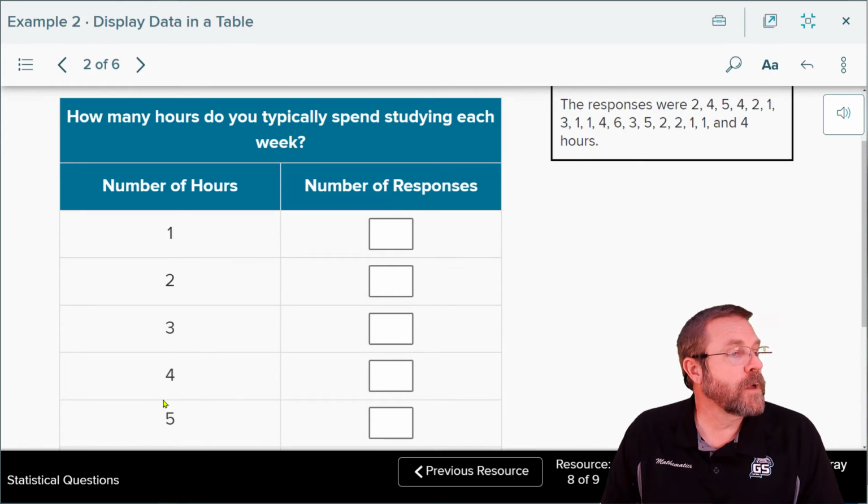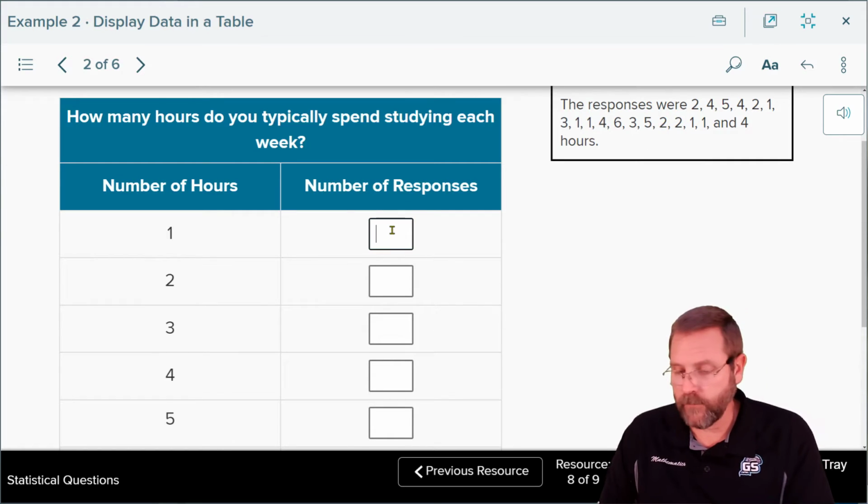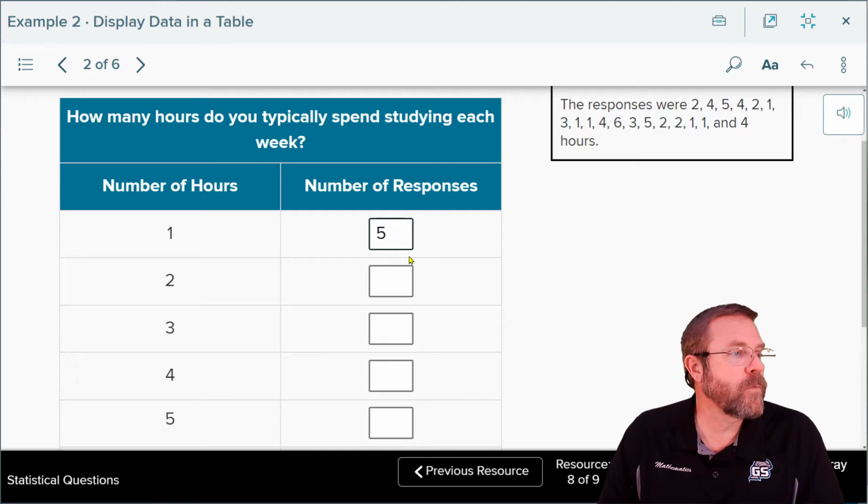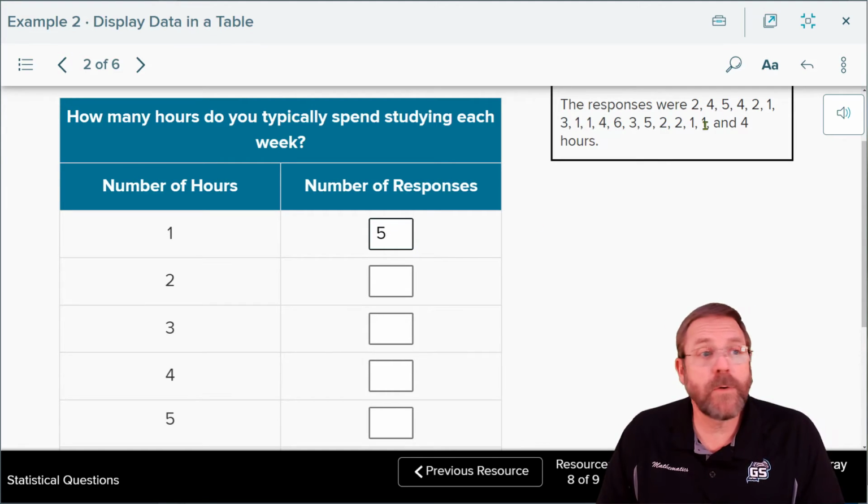So they had 1 column for the number of hours, 1 column for the number of respondents, and from there we're going to look at our data. How many people did 1 hour? Well, we had 1, 2, 3, 4, 5. So 5 people said that they studied for 1 hour. How many people did 2 hours? 1, 2, 3, 4.